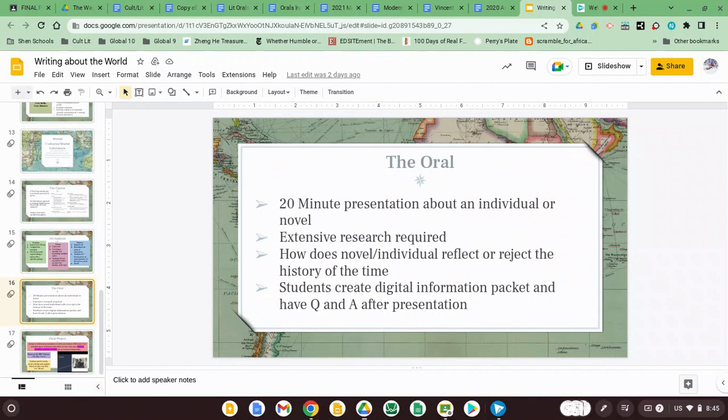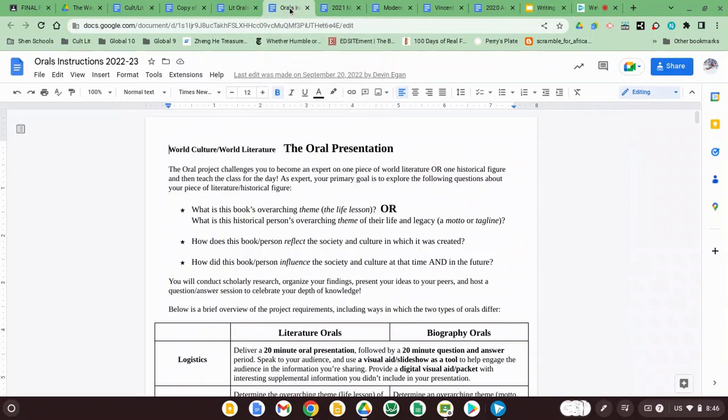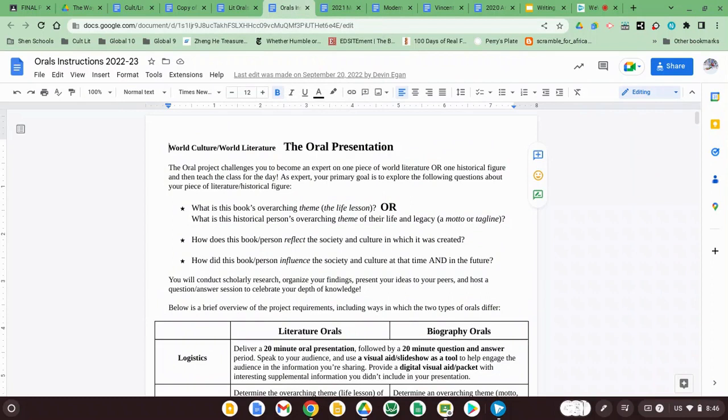And students, in addition to giving their oral presentation, are required to create a digital information packet. And then they also have a question and answer session after the presentation. The oral is one of the most valuable things that we do throughout the year.